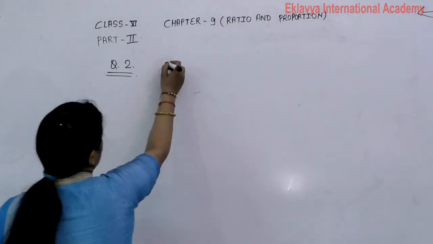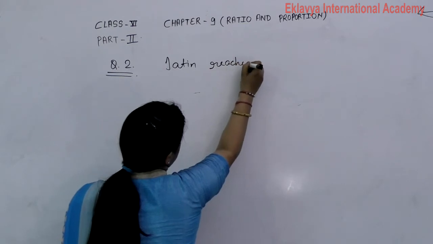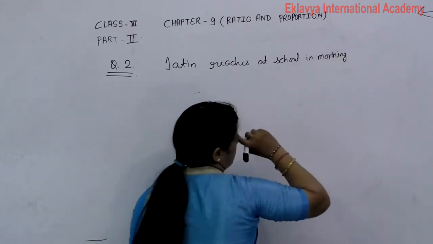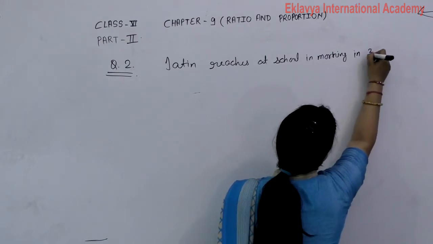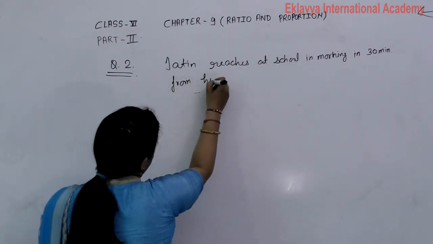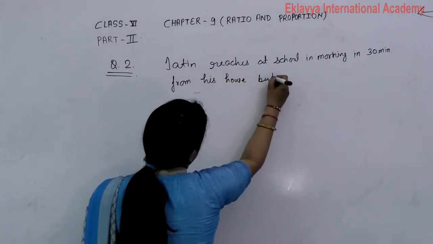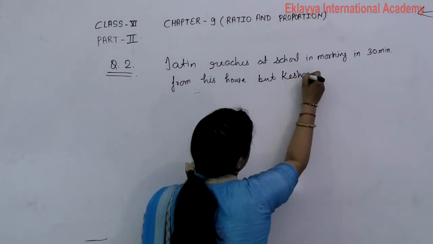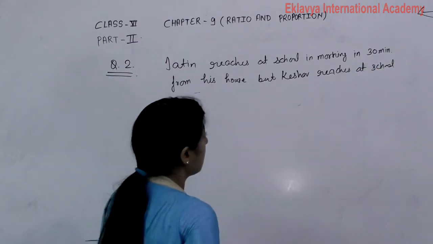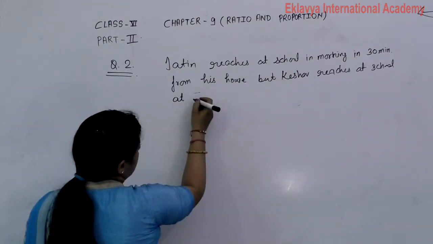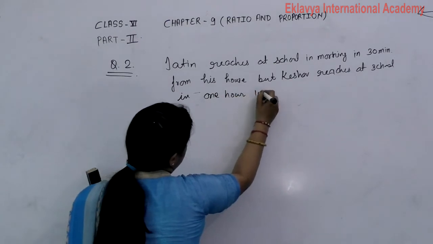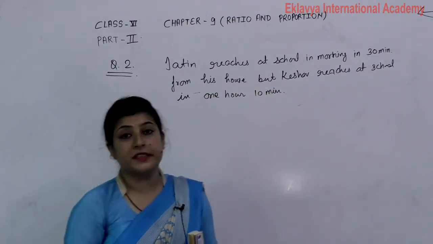Okay, one more example. Suppose Jatin reaches school in the morning in 30 minutes from his house, but Keshav reaches school in 1 hour 10 minutes. Find the ratio between them.